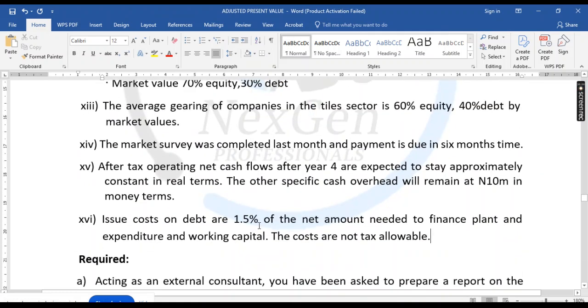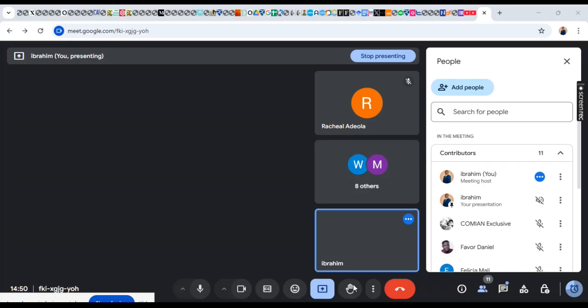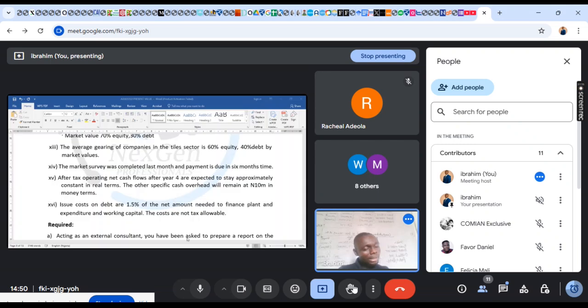Okay. Lastly, issue cost on debt. Don't forget, this project will be financed entirely by debt as well, because they mentioned at the beginning that the plant and machinery and working capital will also be financed. Right? Plant and machinery and working capital will be financed by 8%. So this shows that the project is financed entirely by debt.